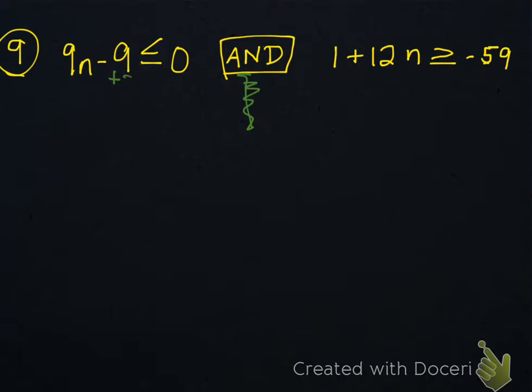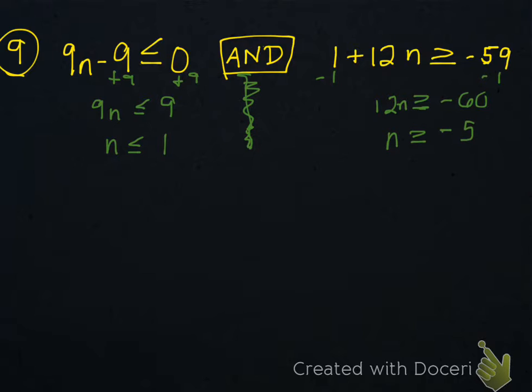So we're going to add that 9 to both sides. So now I have 9n less than or equal to 9. Well, that's pretty. That means that n is less than or equal to 1 because I divide both sides by 9. We can handle that. Now let's look at the right side. I got to subtract the 1. So I have 12n greater than or equal to negative 60. Oh wait, we've seen that before. So 60 is divisible by 12 5 times. So I got n greater than or equal to negative 5.